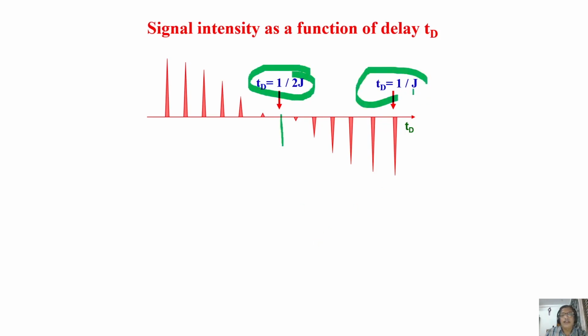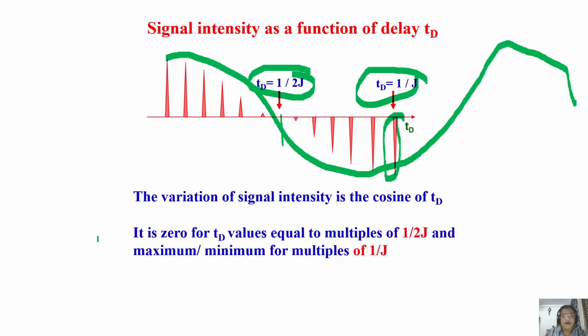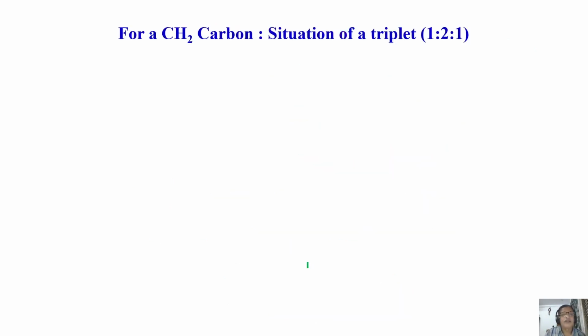When TD is exactly equal to 1 over J, the signal is negative maximum, and the evolution of this magnetization as a function of TD follows a cosine curve like this. You understand? Now we understood what is going to happen. With this, we also assumed JCH is nearly the same. It is not different, that's what we assumed. Or we can take the average value of them.